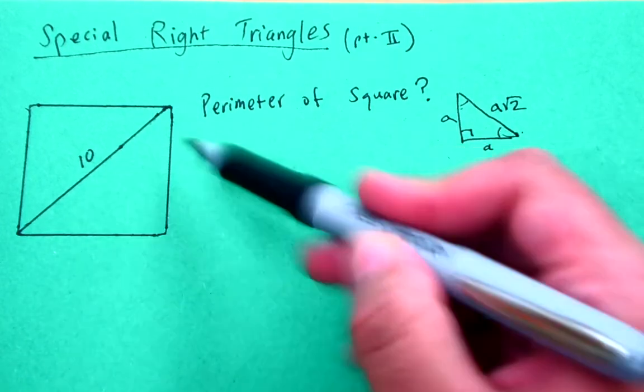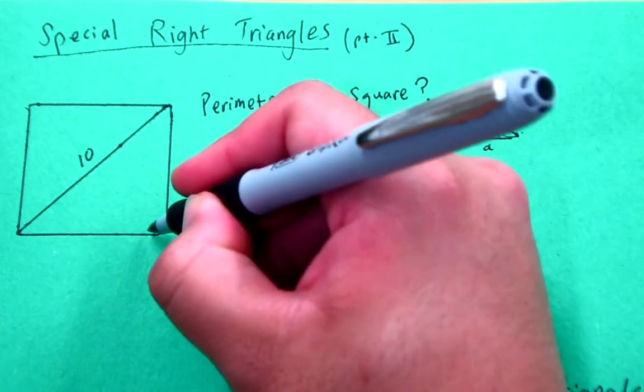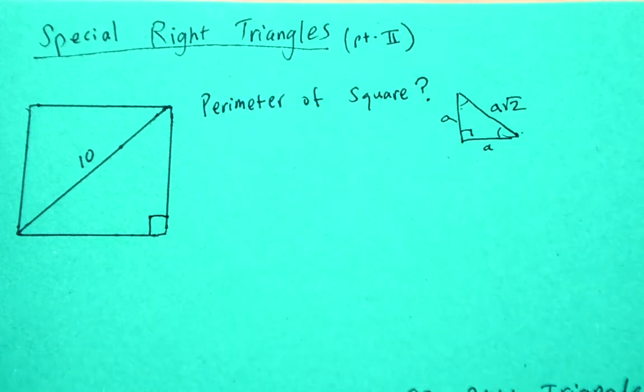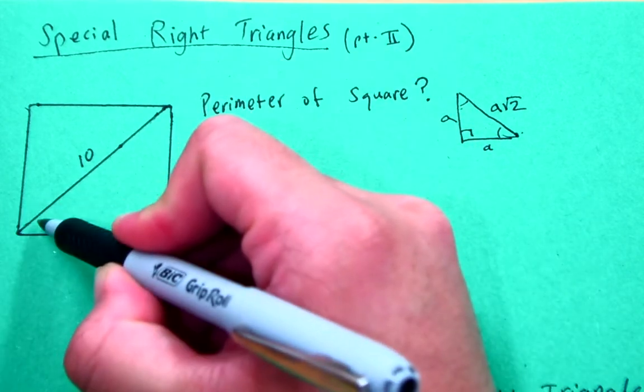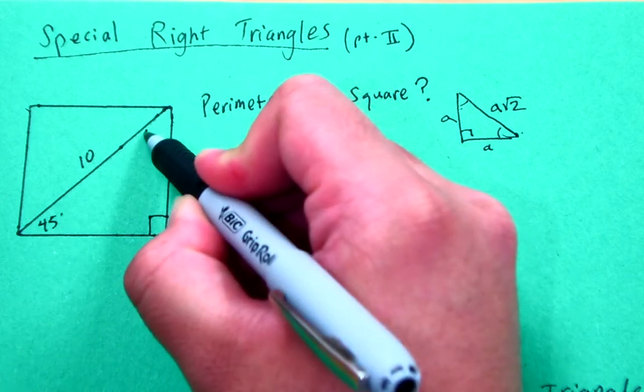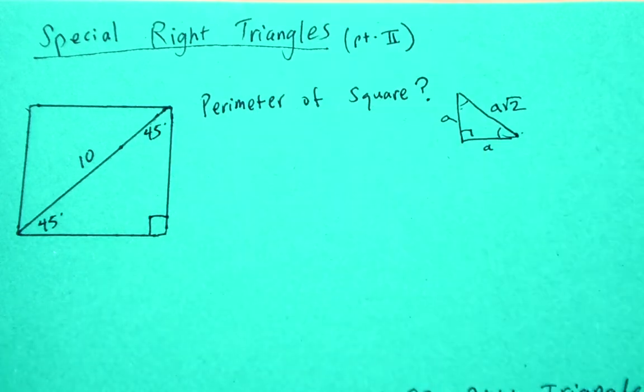Now you may wonder, well, how do we know these are 45 and 90? Recall that a square, of course, by definition has 4 right angles and also 4 congruent sides, which means that it's a rhombus, and a rhombus's diagonals bisect the angle, so this must therefore be 45 and 45 as well.